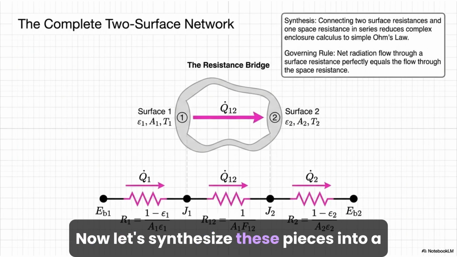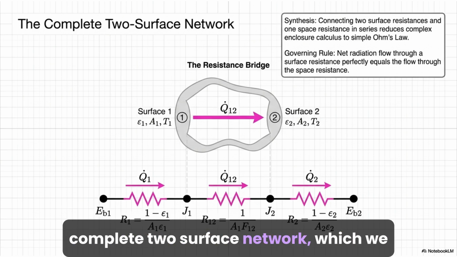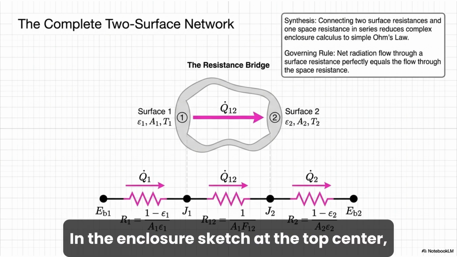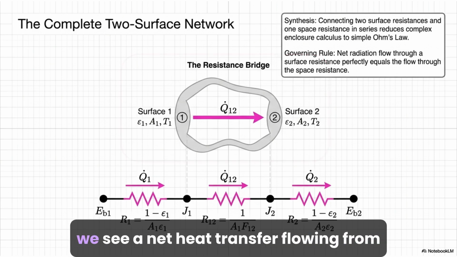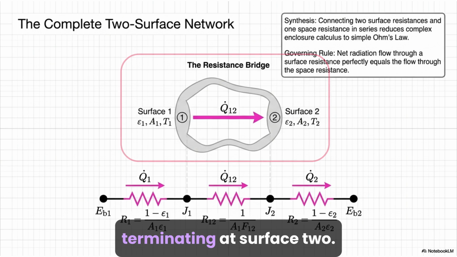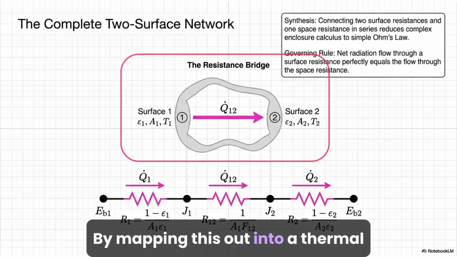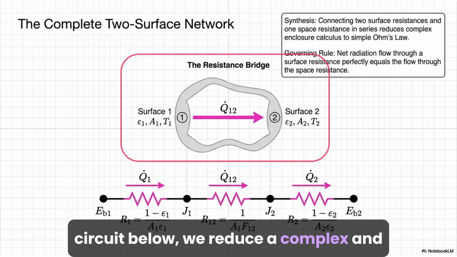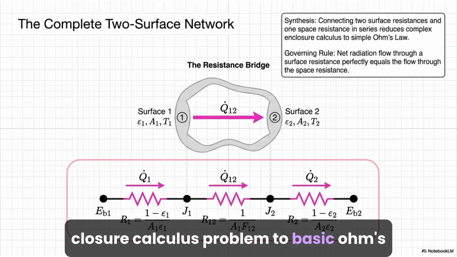Now let's synthesize these pieces into a complete two-surface network, which we call a resistance bridge. In the enclosure sketch at the top center, we see a net heat transfer flowing from surface 1 to surface 1's surroundings, terminating at surface 2. By mapping this out into a thermal circuit below, we reduce a complex enclosure calculus problem to basic Ohm's law.